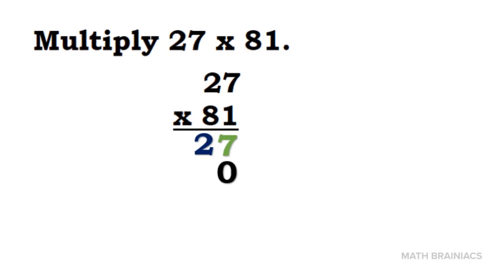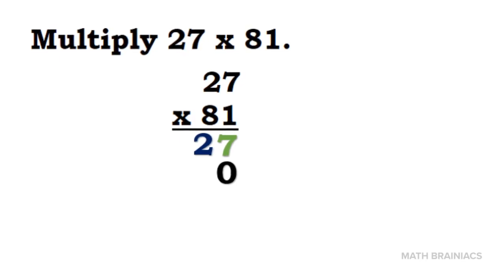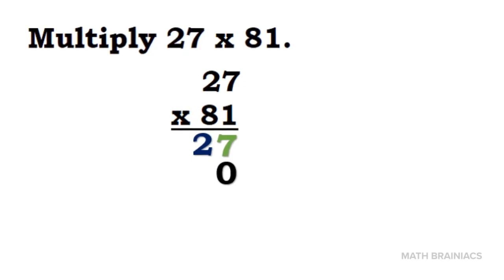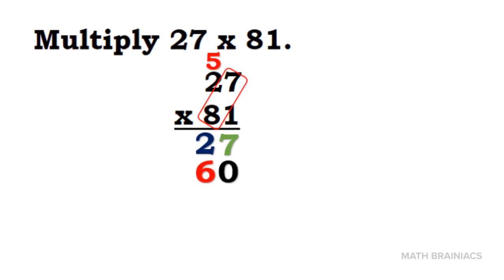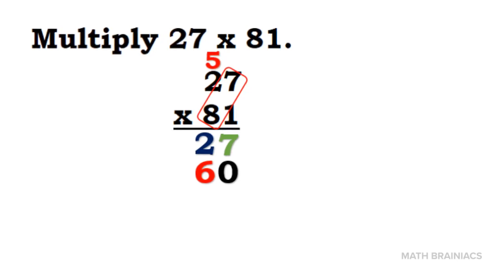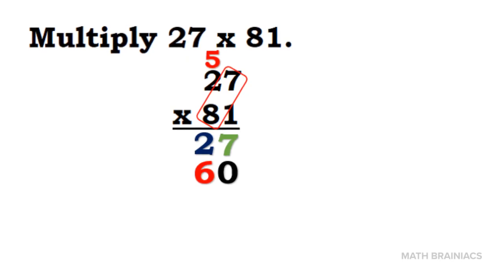Considering that we finished working on the ones place value of the multiplier, we can move now to the tens place value. Therefore, we're going to write 0 on the ones place value of the answer. Following that step, we can multiply now 8 times 7, which will give us 56. We can write down the 6 on the tens place value of the answer and carry over the 5 on the tens place value of the multiplicand.